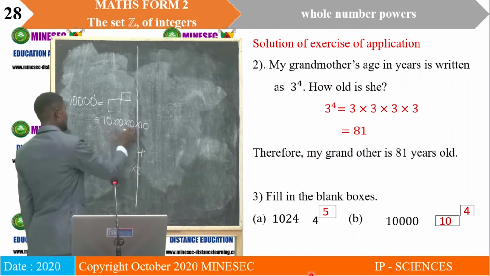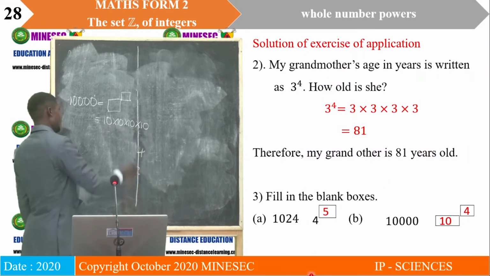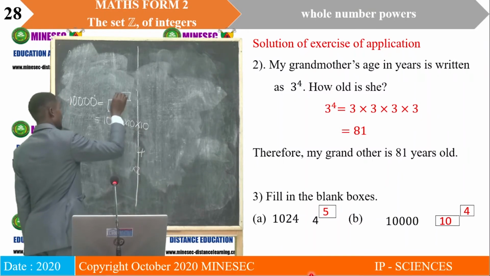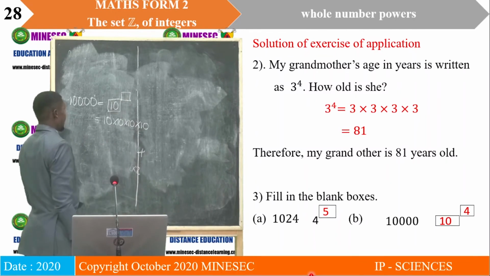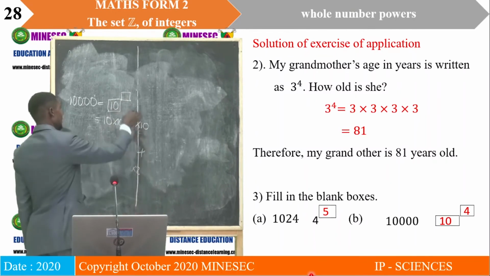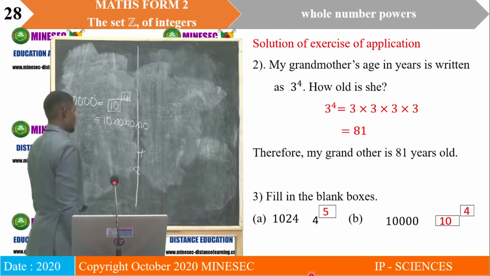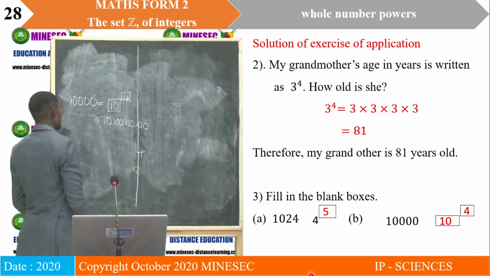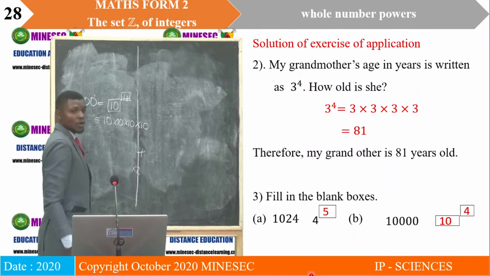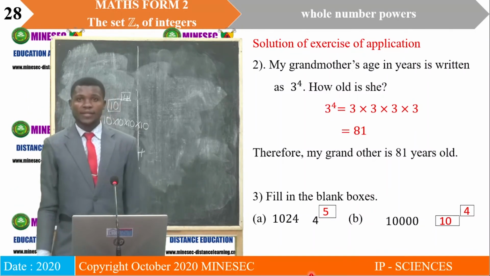And since we are multiplying the 10 by itself, this 10 becomes our base. So we write 10 here and then we write our power, which is 4. So 10 raised to the power 4 gives us 10,000. So this is the solution of our exercise.